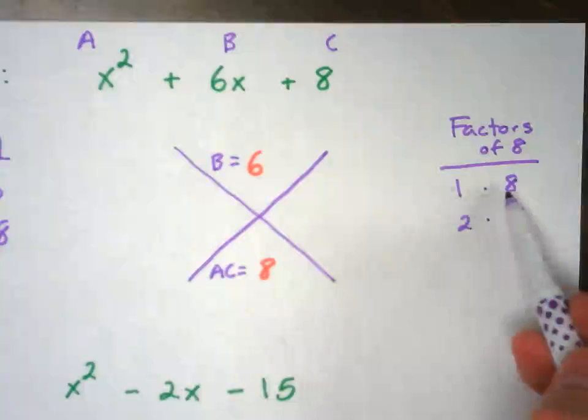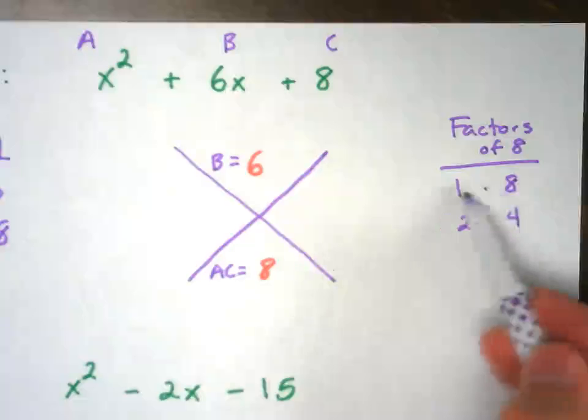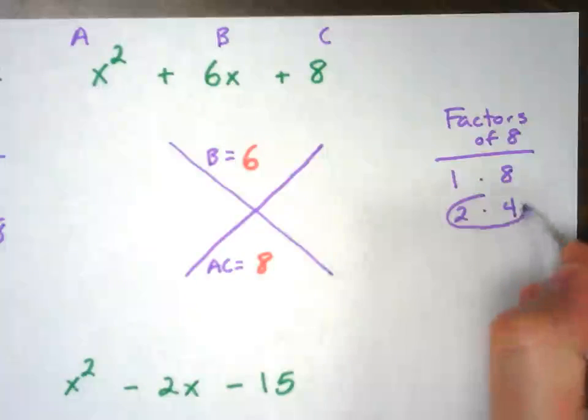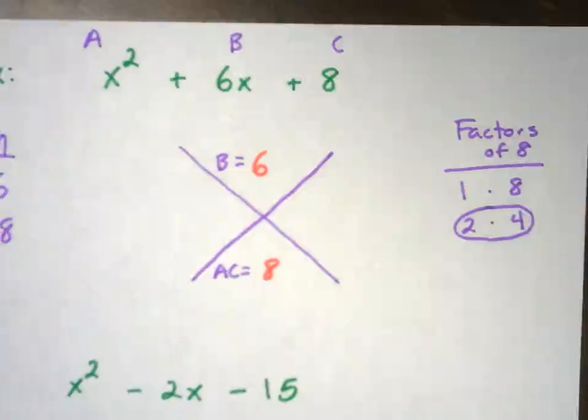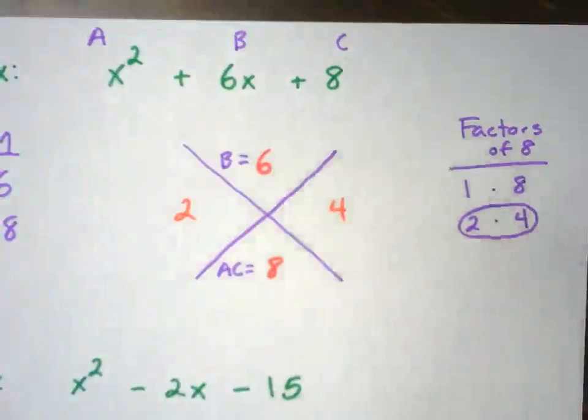So 1 and 8. Well, 8 minus 1 would give us 7. 1 minus 8 would give us negative 7. So we can't get 6 with 1 and 8. But with 2 and 4, we can get 6. 2 plus 4 equals 6. So we're going to write that in. We're going to put 2 over here and a 4 over here.